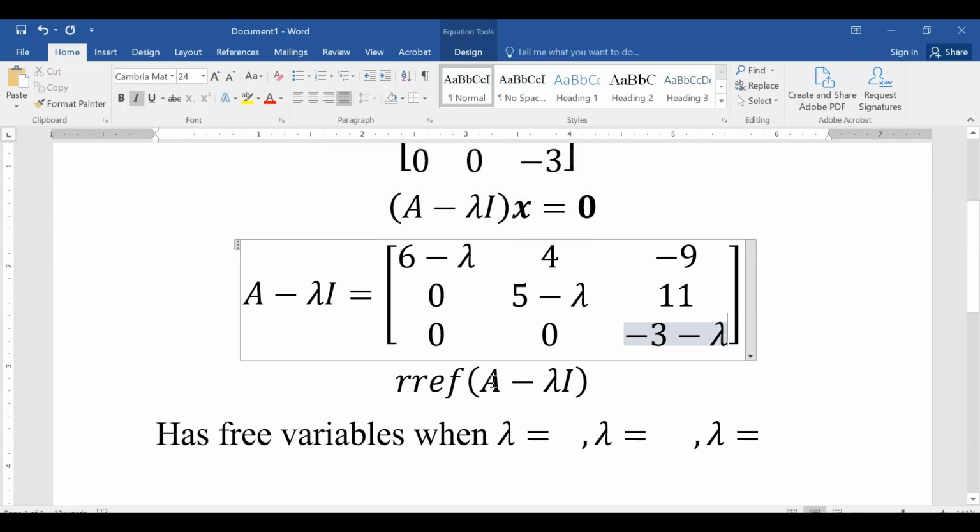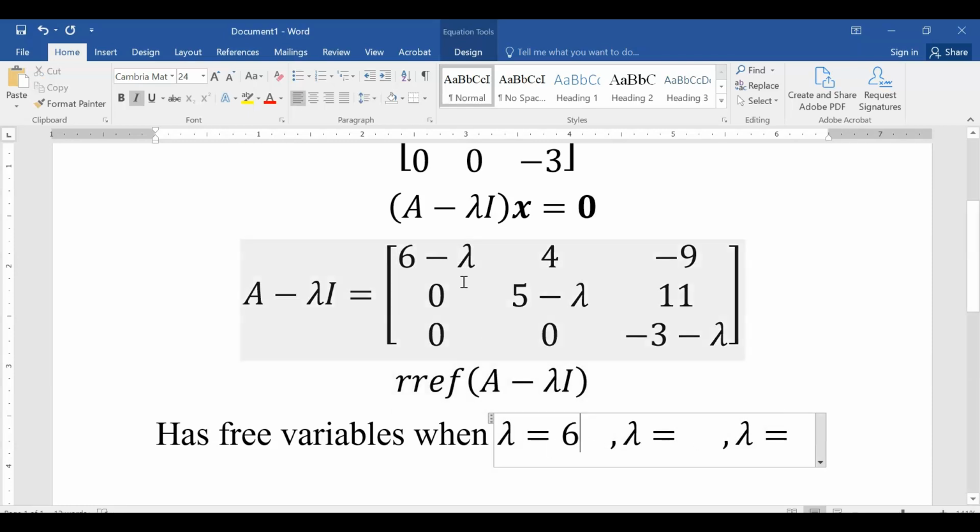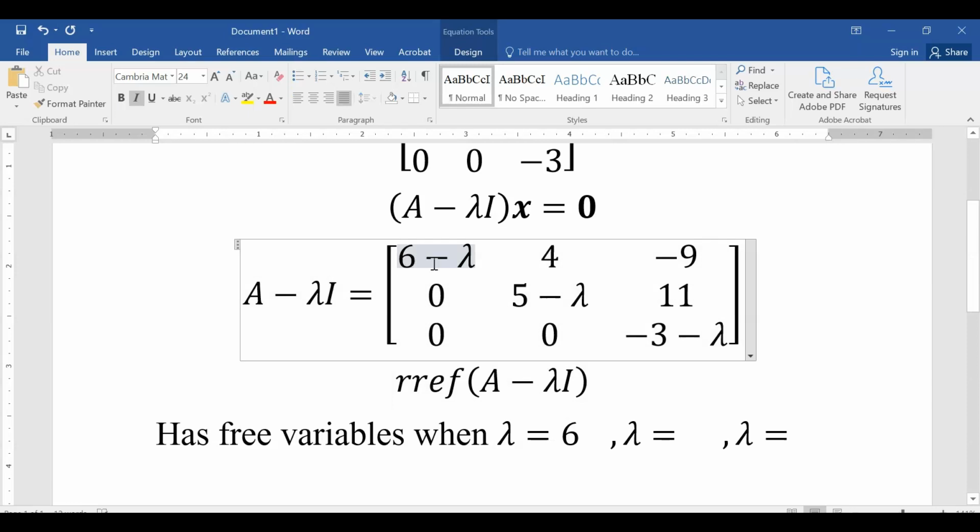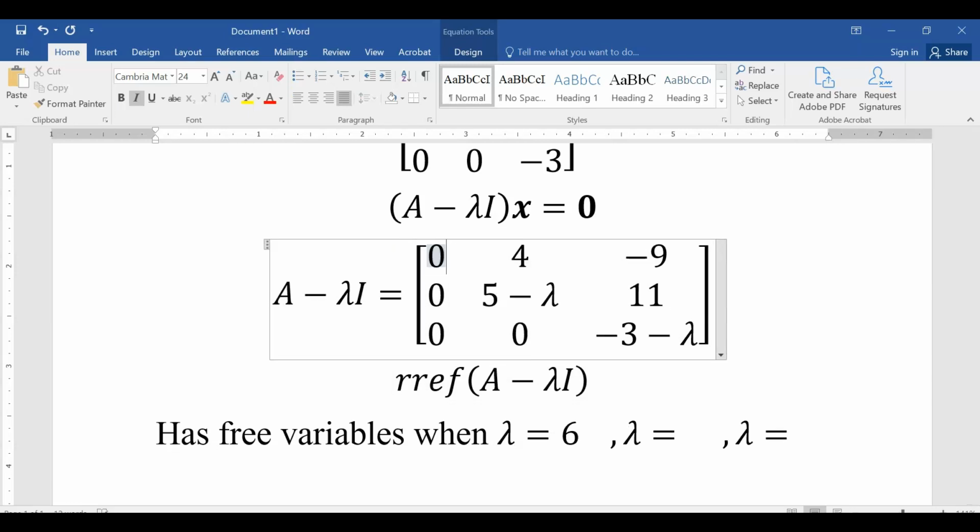Now, when is this going to have free variables? When I row reduce this, well, think about this. It's already triangular, so this is all zeros. How am I going to get free variables? Well, I'm going to get a free variable if this entry is 0. Okay? So in other words, I get a free variable when lambda is 6. Because if lambda is 6, then this column becomes an all zeros column, and I get a free variable.